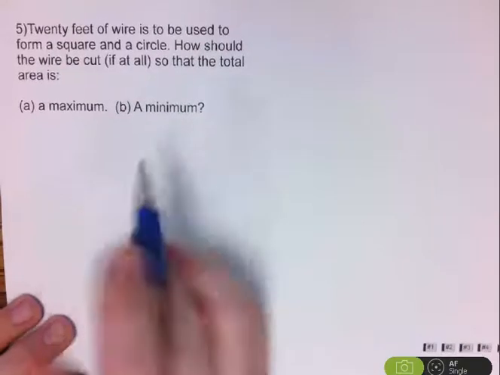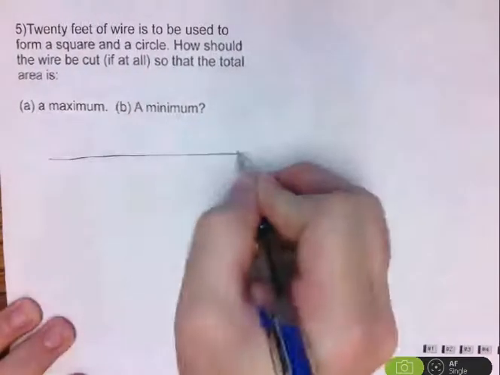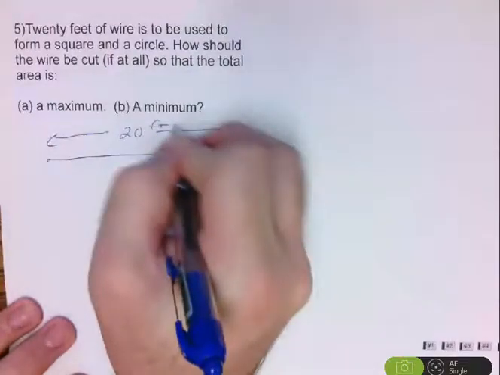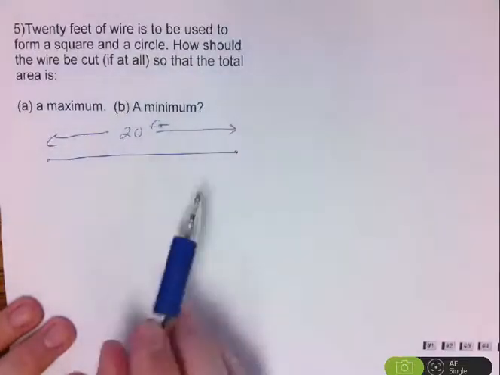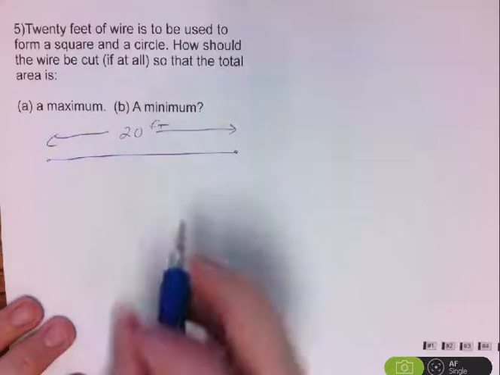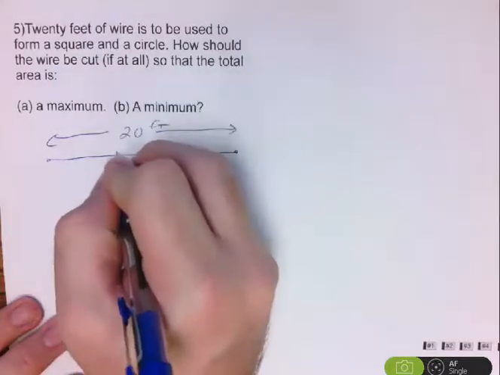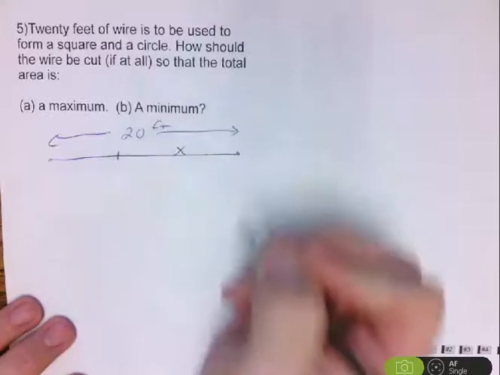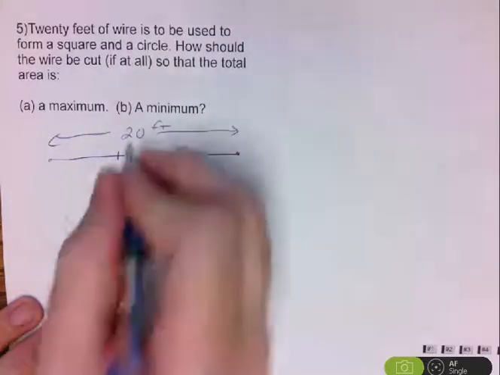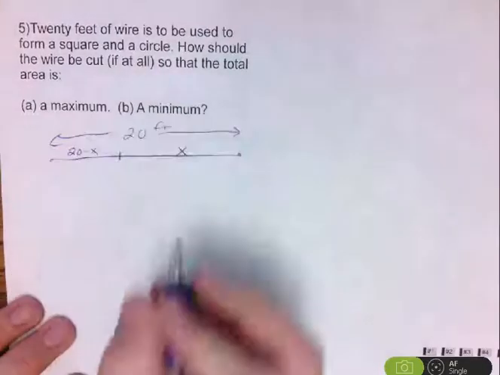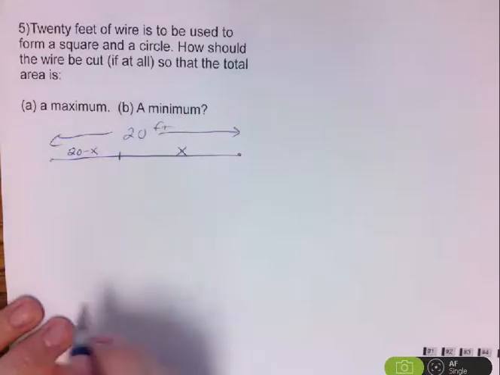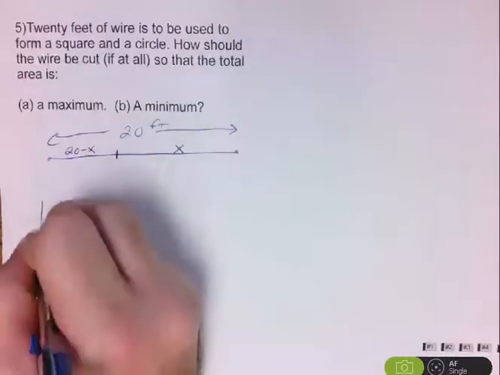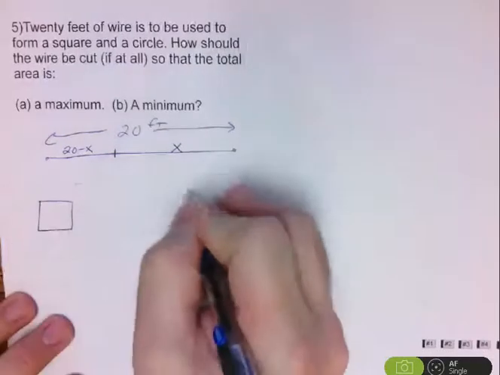Okay, so 20 feet of wire. That's 20 feet. And some of it's being used for a circle potentially, and some of it's being used for a square. So let's just say, what if we cut it here? Okay, and let's say we cut off X number of feet here, and that leaves us with 20 minus X number of feet here. And one of these is going to be used for a circle, one is going to be used for a square. So let's say this is being used for the square, not drawn to scale, and let's say this is being used for the circle.